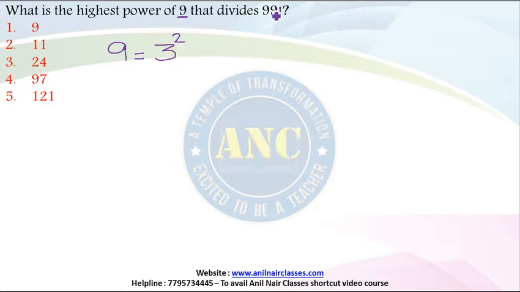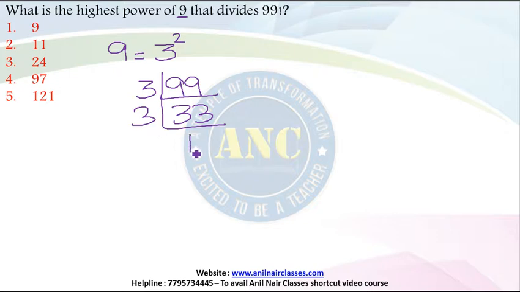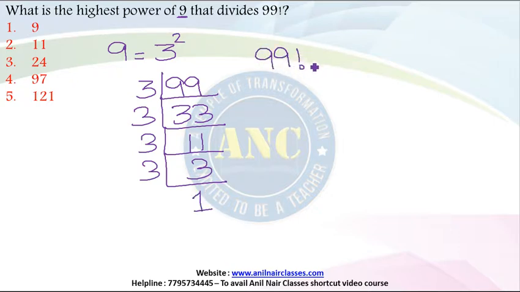That means instead of dividing 99 by 9, I will start dividing 99 by 3. 99 divided by 3 is 33. 33 divided by 3 is 11. 11 divided by 3 is 3. 3 divided by 3 is 1. That means I can write 99 factorial as 3 power 33 plus 11 is 44, 44 plus 3 is 47, 47 plus 1 is 48. I can write it as 3 power 48 into some constant.